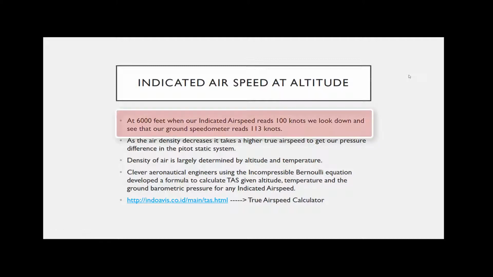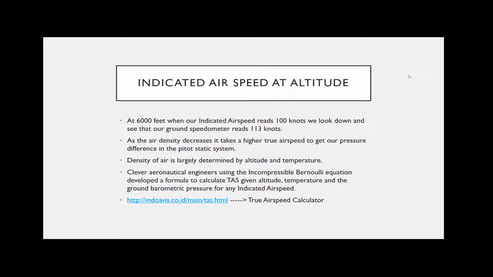We now take our Tesla to 6,000 feet with our calibrated pressure speed device. We now see that when our pressure speed measures 100 knots, our Tesla's ground speed is 113 knots. Because there is no wind, this is also our true airspeed.